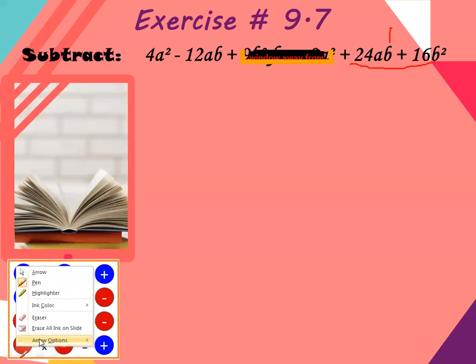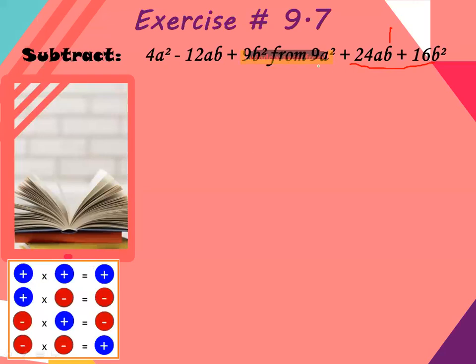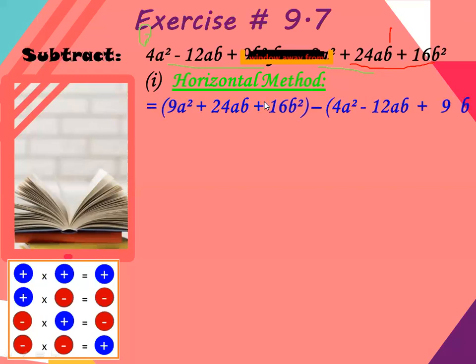Now this is your expression number 1 and this will be your expression number 2. So first you will write 9a squared plus 24ab plus 16b squared, then minus sign, and then this expression, but inside the bracket. In the first step you will use the horizontal method. You are going to apply both methods, horizontal as well as vertical. So first you are going to apply it horizontally.